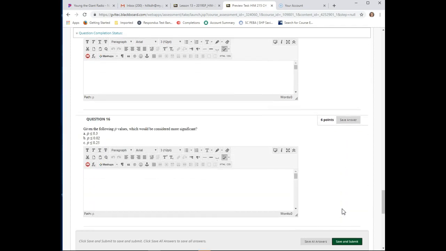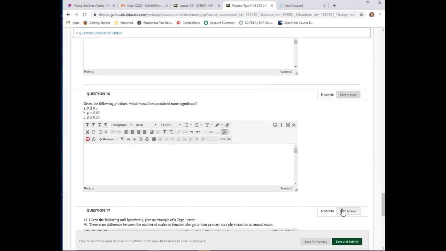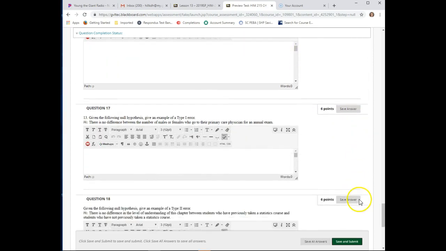All right. So question 16 on your review, question 12 in your textbook on page 320. Given the following p-values, probability values, which would be considered more significant? Of those, you've got a p-value of less than or equal to 0.3, less than or equal to 0.02, less than or equal to 0.25. We talked about how the closer you come to 0, the higher the statistical significance. So which one would you think? It should be B. So make sure you select B. And you'll actually have to type that in. I'll be manually grading this one, obviously, this whole review.